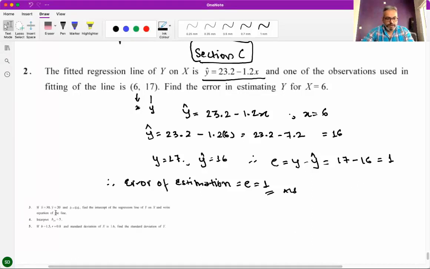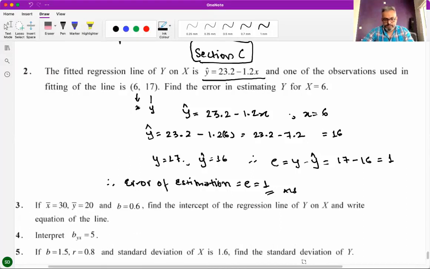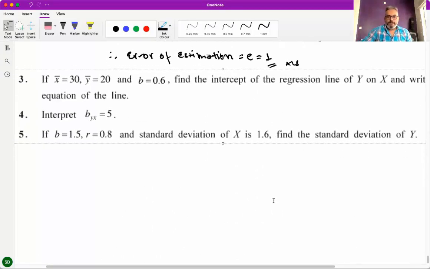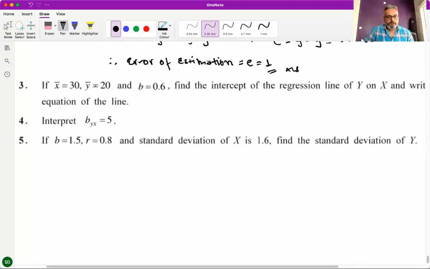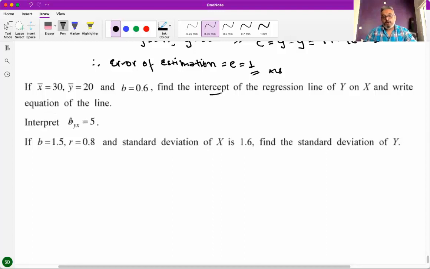Question number 3 and question number 4 and question number 5, we'll do it together. Now, if x bar is equal to 30, y bar is equal to 20, b is equal to 0.6, find the intercept of the regression line of y on x and write the equation of the line.